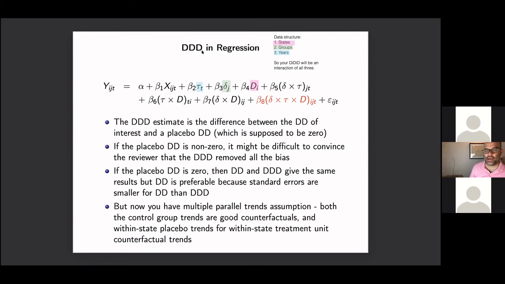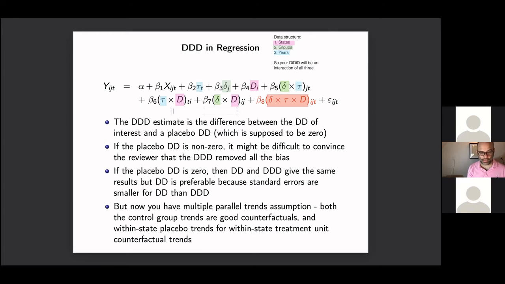So here is the delta for the group interacted with time. Here is time interacted with state. Here's state interacted with group. And then you have the full interaction.